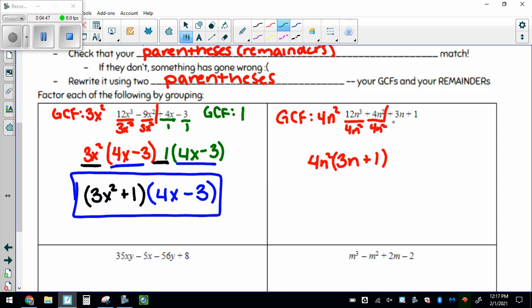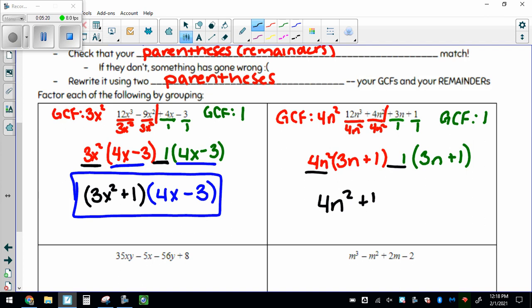For the second half, 3 and 1, well, the GCF has to be 1. If one of your numbers is 1, it has to be that. No n's. And it is a positive 1 because of that symbol in the middle. Dividing by 1 is my favorite because there's really no math involved. All right, so let's double check that we did it correctly. Your remainders match. They're both 3n plus 1. So my GCFs go in one: 4n squared and then a positive 1. And then the remainders match, so I only have to write that once.